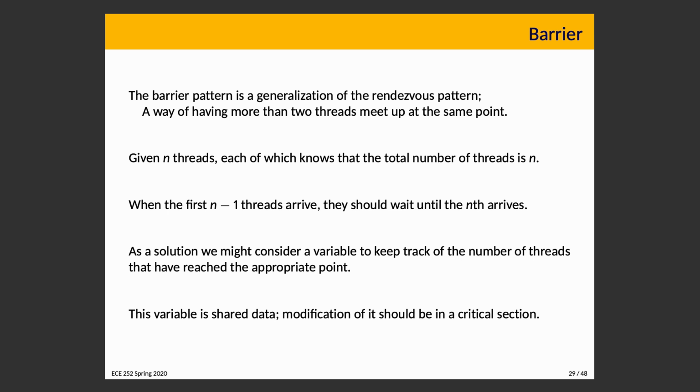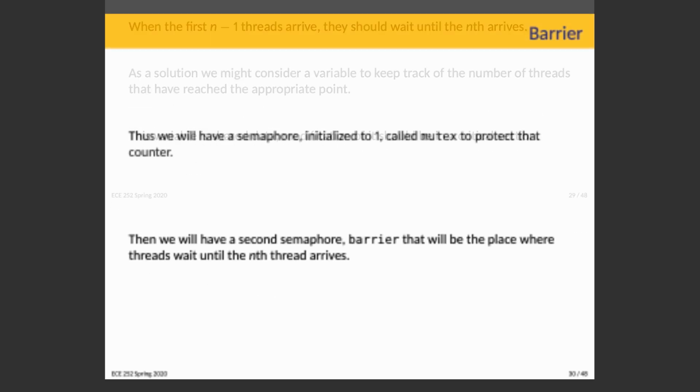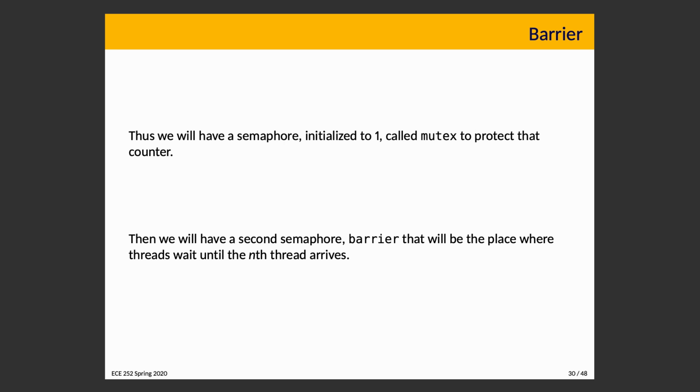But we want to keep track of how many people have arrived so far. That's a variable, it's shared data, and modification of it should be in a critical section. So we're going to have a semaphore initialized to 1 called mutex, which will be used to protect this counter. And we will have another semaphore called barrier. That's the place where threads wait until the last one arrives. So this is the host who is unfriendly at this restaurant, saying everybody has to wait until the last person arrives.